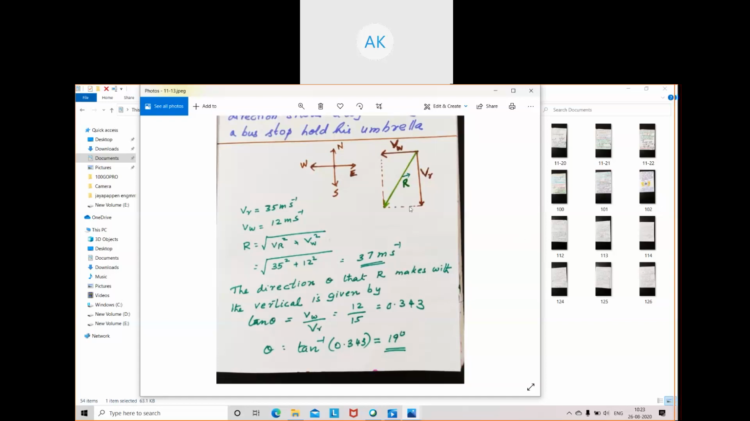So he should hold an umbrella at 90 degrees, like in this direction. If I extend this in this direction, 90 degrees from the vertical, the protecting part of the umbrella, that means the cloth part, must be here, 90 degrees towards the east. You have to hold the umbrella 90 degrees from the vertical towards the east. Okay, that you have to write.